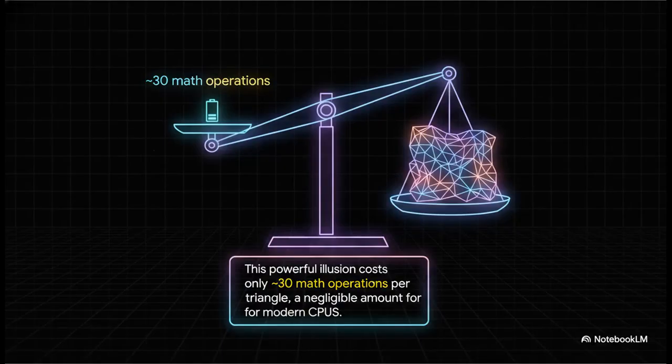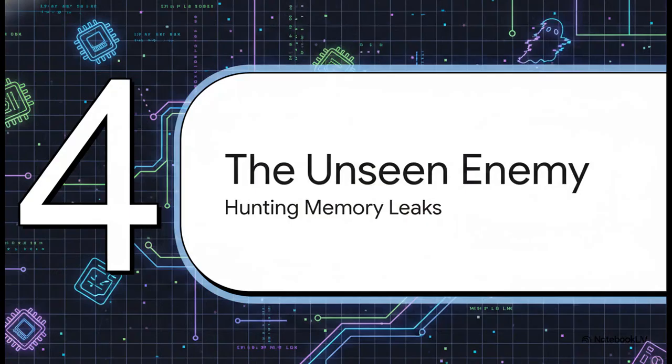You know the best part about this whole illusion? It's dirt cheap to compute. We're talking about 30 simple math operations per triangle. For a modern computer, that's nothing. It's a drop in the bucket. It's just a perfect example of how a super smart algorithm can give you this massive visual impact for a tiny, tiny performance cost. Okay, on to our final challenge.